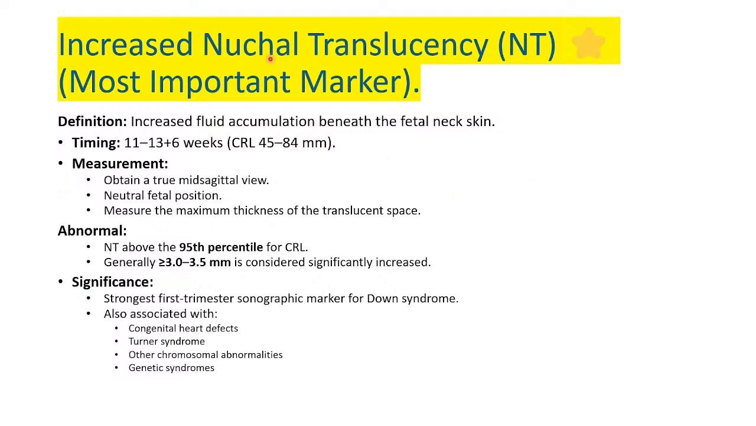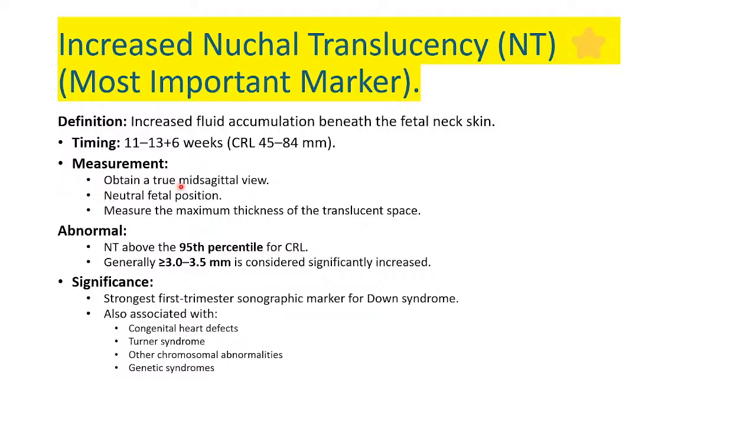Increased nuchal translucency, which is called the NT, is the most important marker in the screening for trisomy 21 on ultrasound in the first trimester. Definition: increased fluid accumulation beneath the fetal neck skin. Timing: 11 to 13 plus 6 weeks when the crown rump length is between 45 to 84 millimeters.